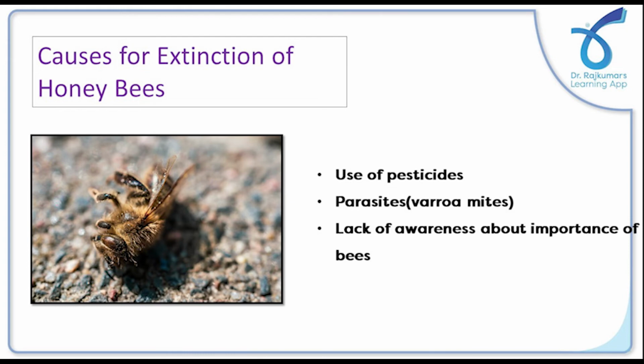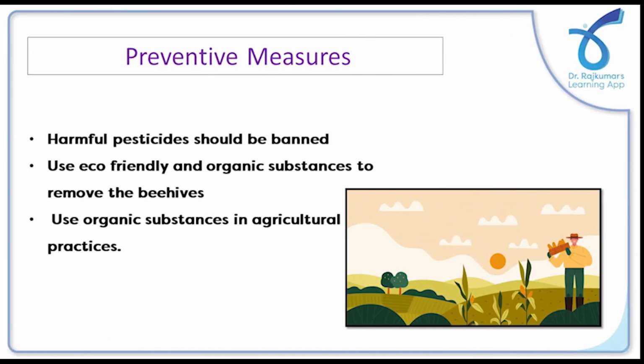And the last one is lack of awareness about the importance of bees. Most people think the bees only provide honey, but the actual fact is they are the important pollinators. If we want to survive on this planet, we should all together take a step to save bees from going extinct. The pesticides which are harming the bees should be banned.